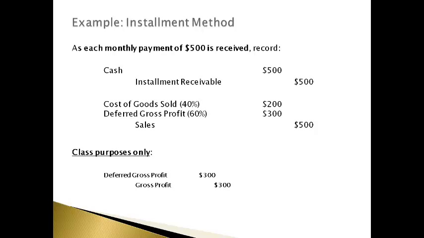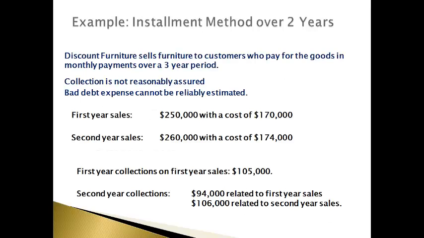For class purposes, the entry can be made with a credit to gross profit. However, you will be required to show how the sales and cost of sales will be reported on the income statement. Take a moment to read through this example of 2 years of sales and collections. Notice the total sales and the total cost for each year. The uncertainty of collection requires the installment method of accounting to be used.